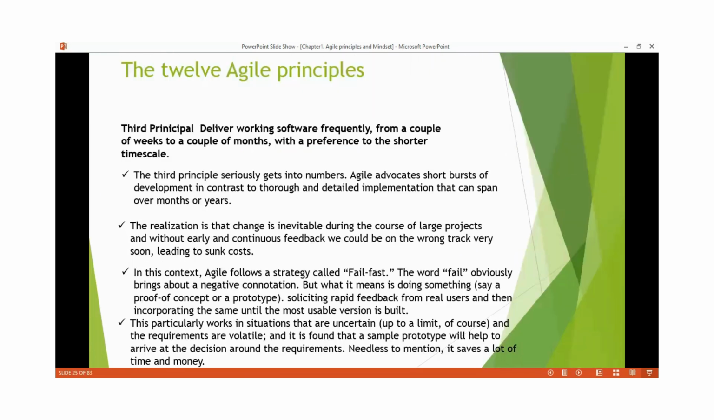The third principle looks at working software delivered in a couple of weeks instead of a couple of months, with a preference for the shorter timescale. So the principle here looks at the way we're able to deliver rapid iteration software. And in that principle, we use what we call fail fast. Fail fast means that you can use a sprint or spiral, where you perform a certain pilot or test on a certain iteration, and then you deliver and see whether it works or fails.